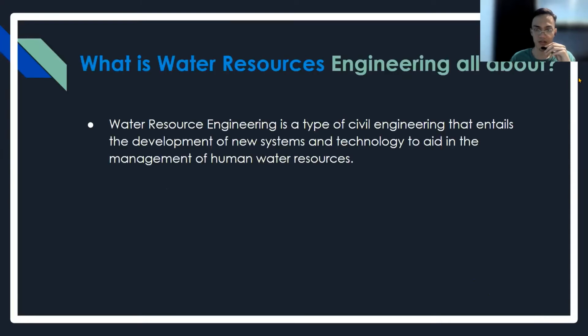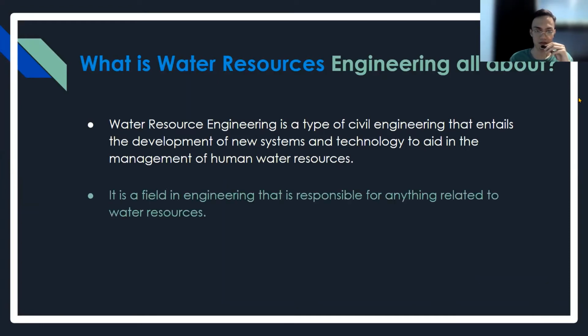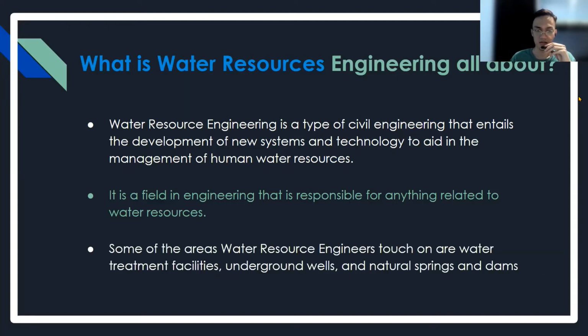So, this field of engineering is a type of civil engineering that entails the development of new systems and technology to aid in the management of human water resources. So, this field is constantly finding better solutions in the regulation and maintenance of our precious water resources. So in layman's terms, it is a field in engineering that is responsible for anything related to water resources. So what are these water resources? These water resources include water treatment facilities, underground wells, natural springs, and dams.